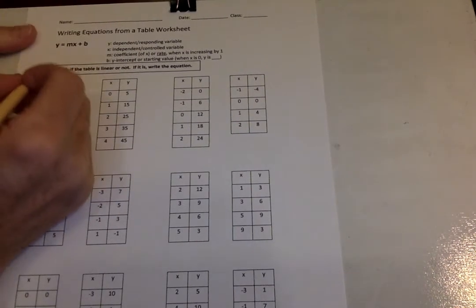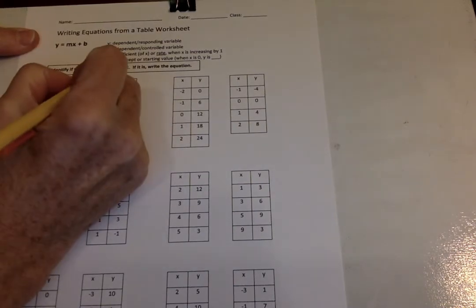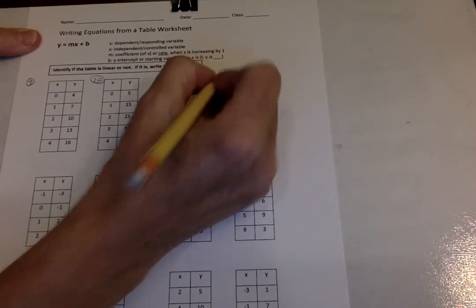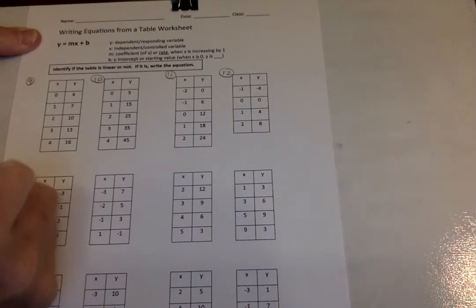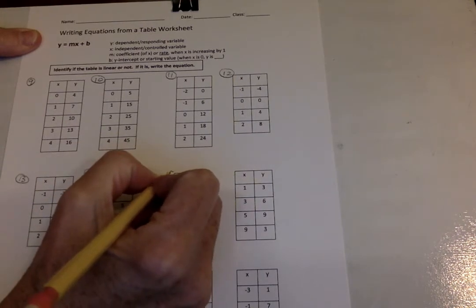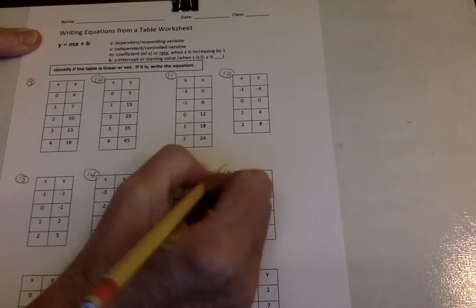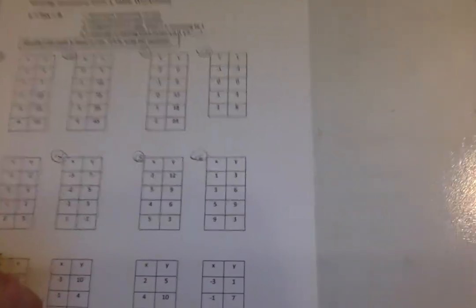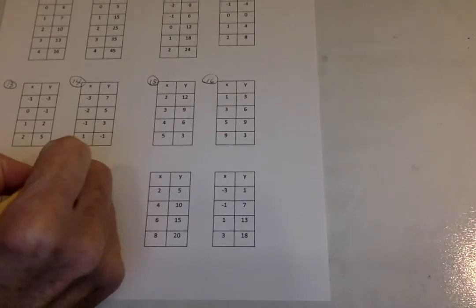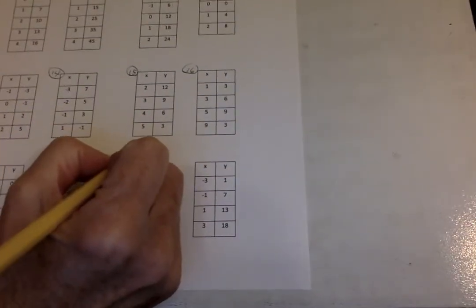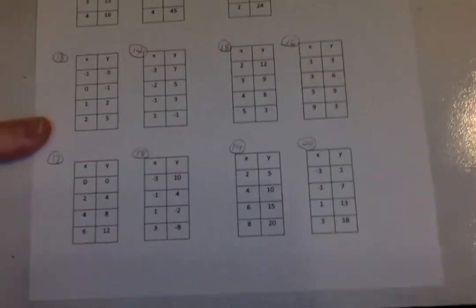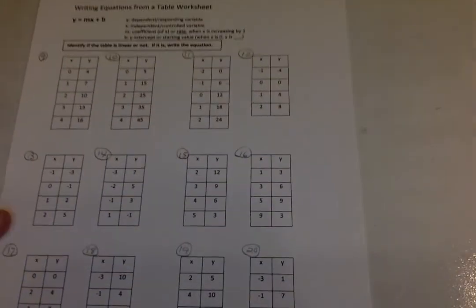So we'll go 9, 10, 11, 12, 13, 14, 15, 16, 17, 18, 19, 20. Okay, so hopefully you can see all that. So there's your 20 problems.